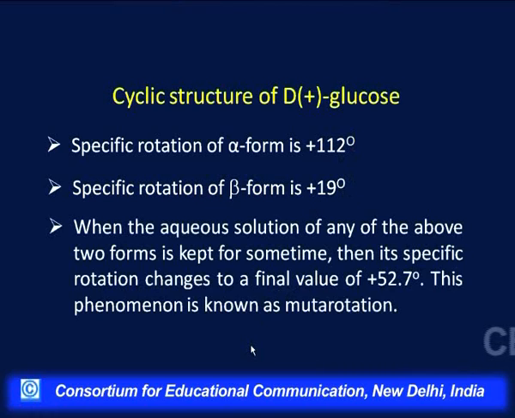And one very unusual thing was observed here, that when the aqueous solution of any of the above 2 forms is kept for some time, then its specific rotation changes to a final value of plus 52.7 degrees. This phenomenon is known as mutarotation. Means what happens, if we make the solution of alpha form of the glucose in water, initially it shows the specific rotation of 112, but when this solution is kept for some time, we find that its specific rotation is decreasing, and it decreases till the value reaches plus 52.7 degrees.